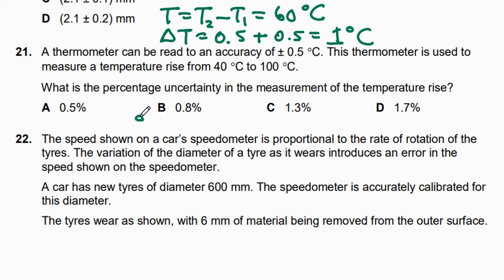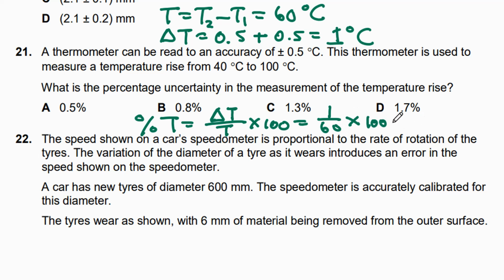Now to get the percentage uncertainty in the temperature rise, we need to take the absolute uncertainty divided by the measurement and multiplied by 100. So delta T is 1, T is 60, and we multiply this by 100. And this comes to 1.6 recurring on a calculator, which is approximately 1.7. So the answer is D.